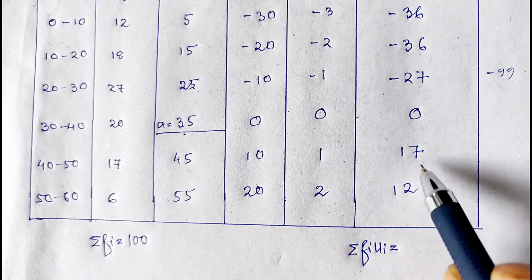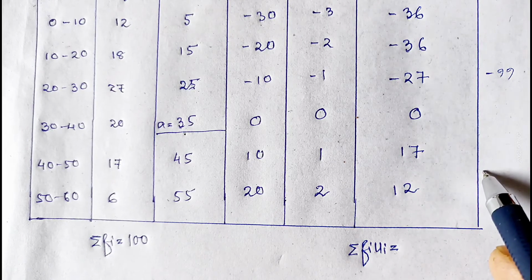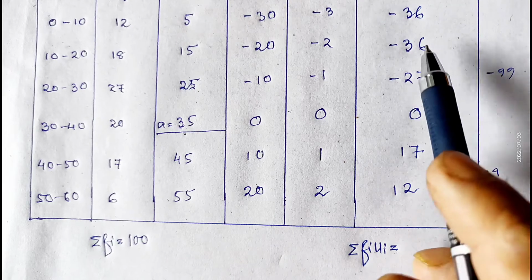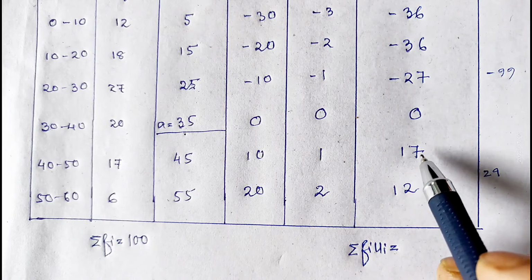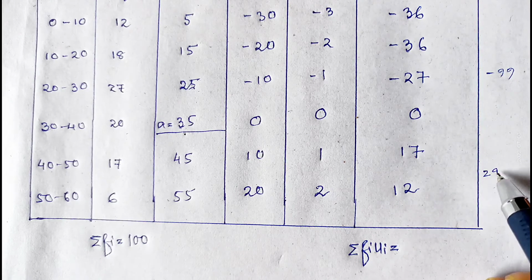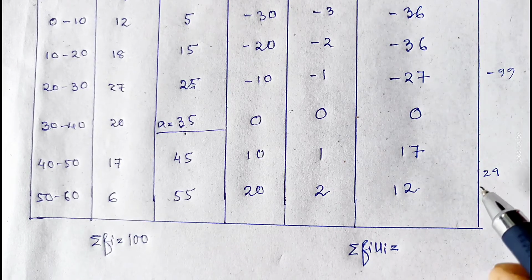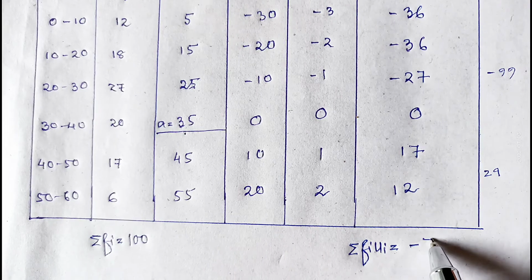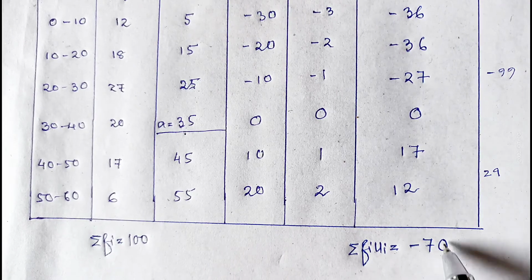And if I add 17 and 12, after adding these two it will be 29. So all the negative values you add together, all the positive values you add together. Here you got minus 99, here it is 29. So this plus this will give minus 70. So summation fi ui is minus 70.